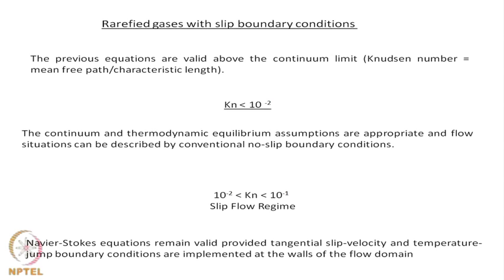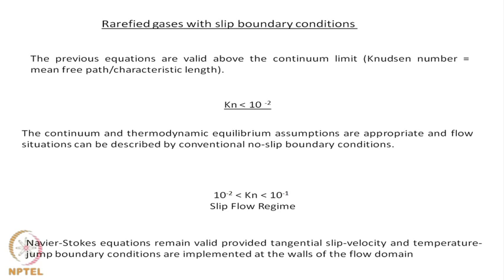Now comes the question of what happens when we start reducing the size of the devices smaller and smaller and letting them operate at very low pressures. We will probably reach a situation where we have struck the continuum limit. As we know, the continuum limit is generally expressed in terms of the Knudsen number, which is the ratio of the mean free path and the characteristic length.